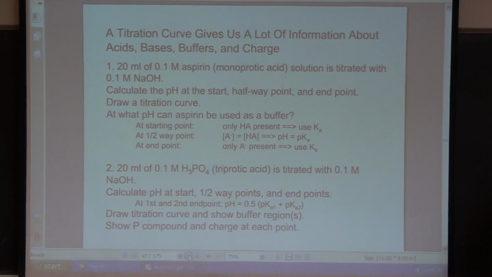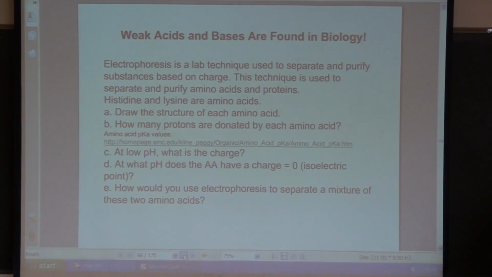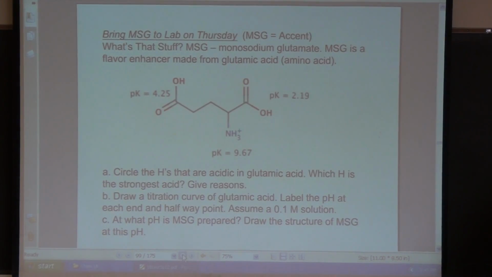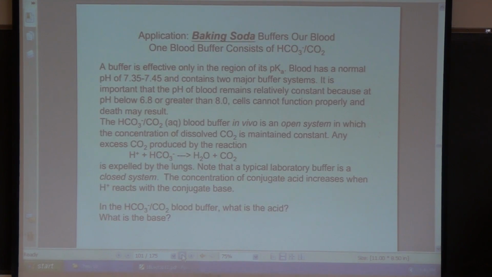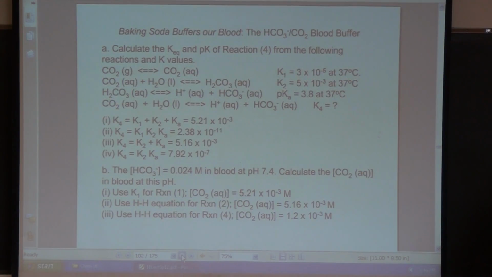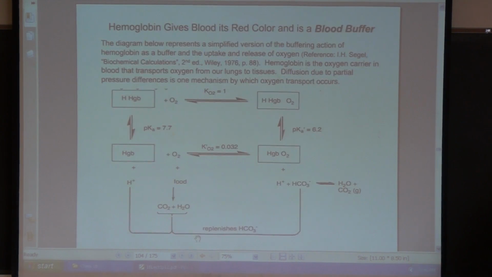Then we spent some time looking at polyprotic acids and bases for titration curves. Then you brought some MSG to lab and measured the titration curve of MSG. Then we spent a little bit of time on blood buffers, baking soda, and then the second blood buffer system, which was the hemoglobin one. So there could be a question on one of those blood buffer systems.